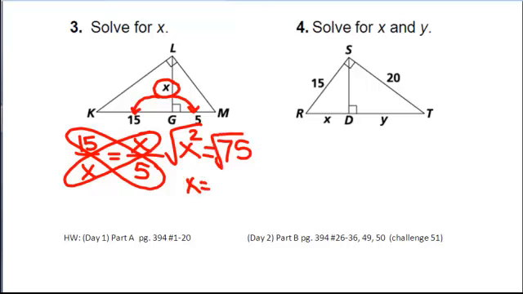75 is not a perfect square. What perfect square factor divides evenly into it? 25. The 25 times 3. Final answer, 5 square roots of 3.